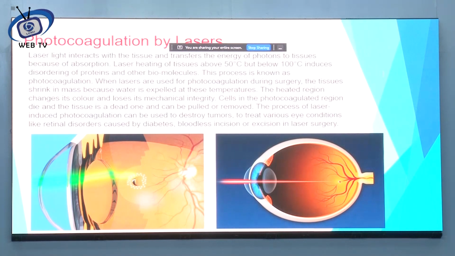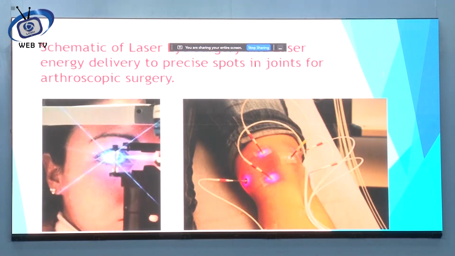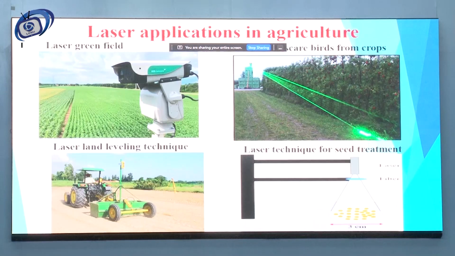Coagulation, in which temperatures between 50 and 100 degrees Celsius are controlled, and you can do retina stitching of eyes with the help of lasers. If the temperature is controlled, laser can increase the temperature in a controlled manner, and this process of laser-induced photocoagulation can be used to destroy tumors, to treat various eye conditions, retinal disorders, diabetes, bloodless incisions, etc. Then you can use it for precise spots in joints for arthroscopic surgery and laser surgeries.